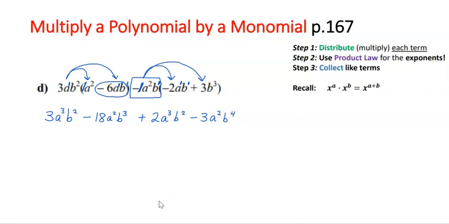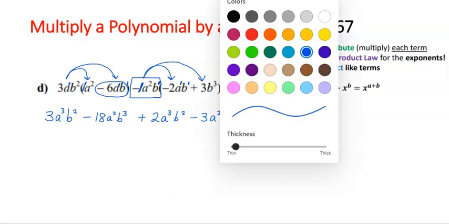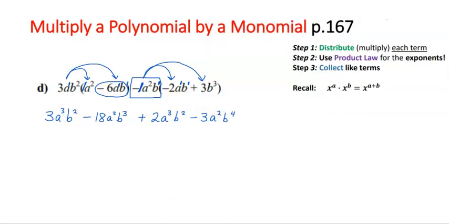Now when we get this one, we take a look. Do we have any like terms to combine? We look at our variables and our exponents. And in fact, we do have two that are like. 3a cubed b squared plus 2a cubed b squared.